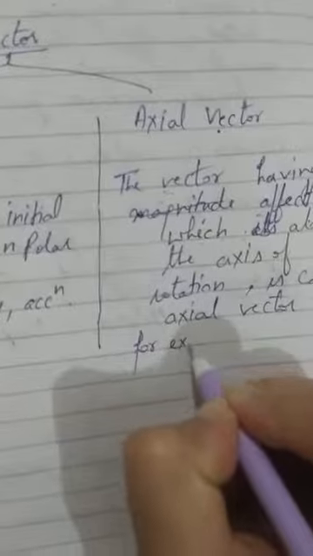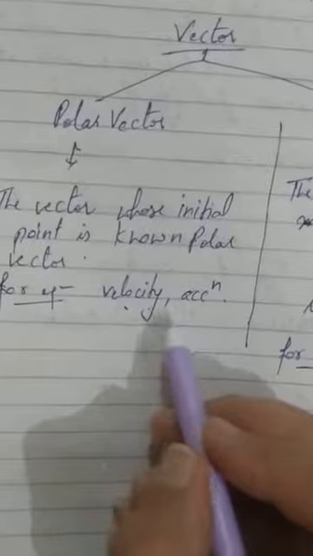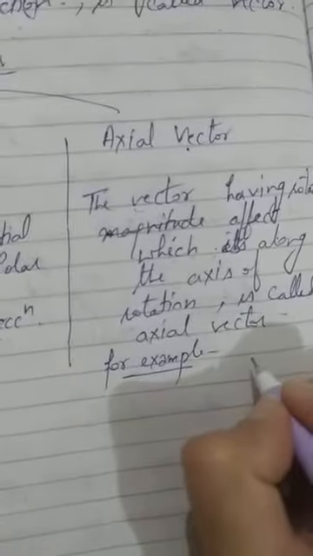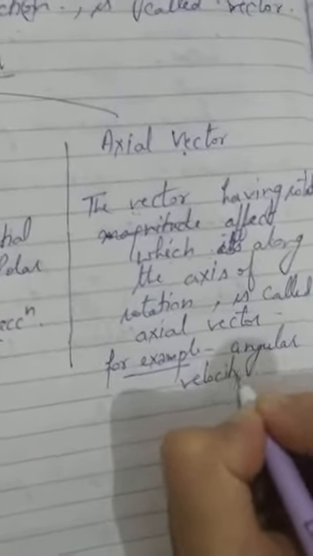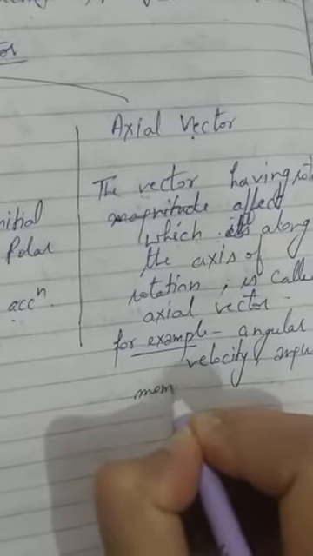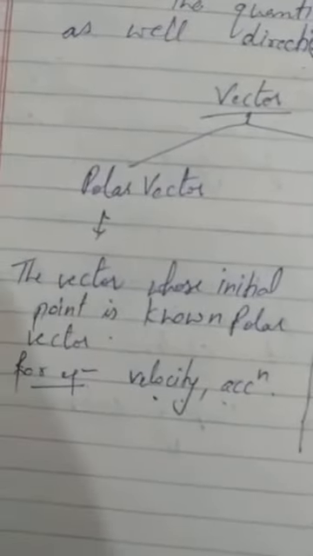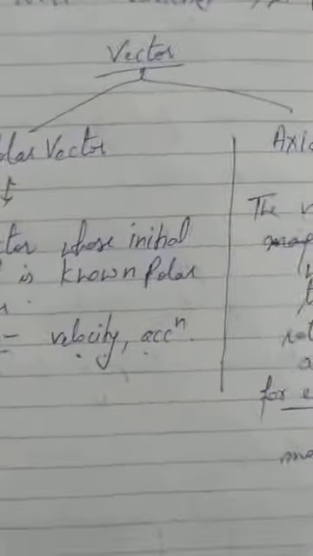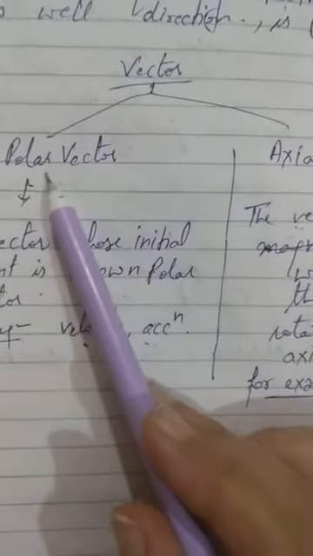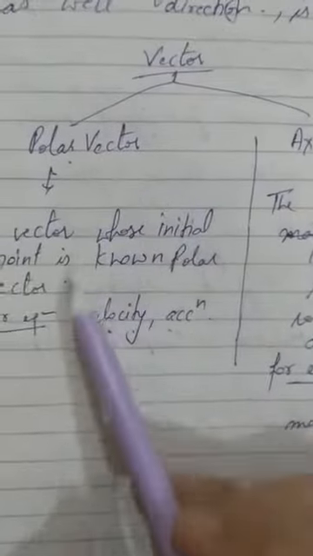For example, there is a difference here. In linear form we can say acceleration, velocity, and in rotational form we can say angular velocity, angular momentum, etc. These are axial vectors, and the others are polar vectors. Clear now? These are the two types of vector, polar and axial. Polar indicates the linear form and axial indicates the rotational form.